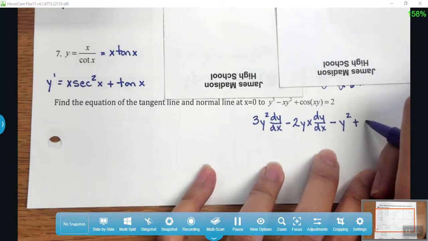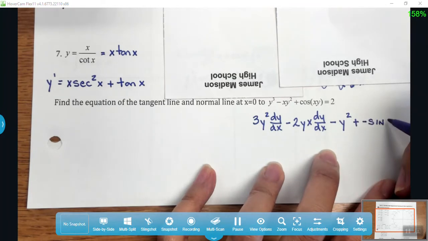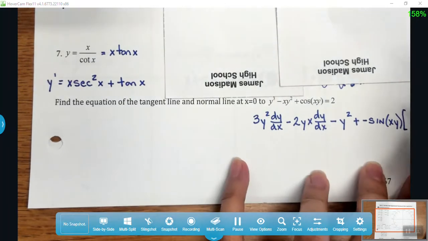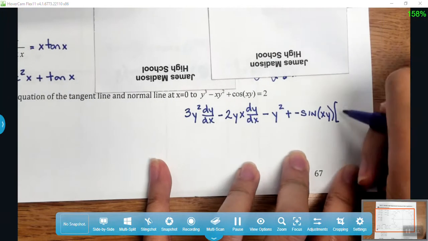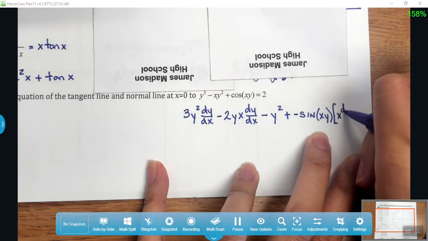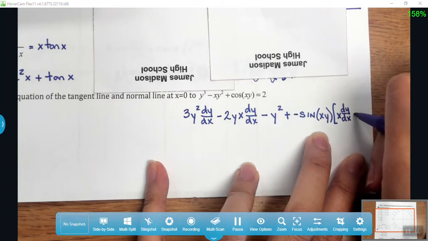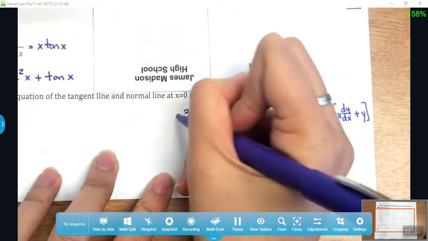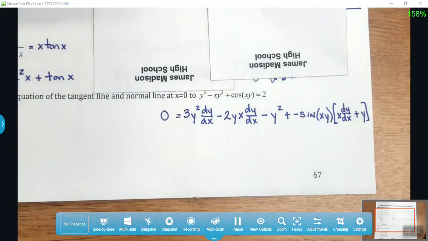Oh yeah, xy times, no product rule, x dy dx plus y. It's like a matrix algebra. Equals 0, because this is inside of cosine. So you have to do product rule.